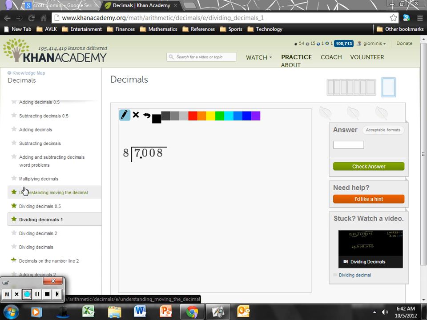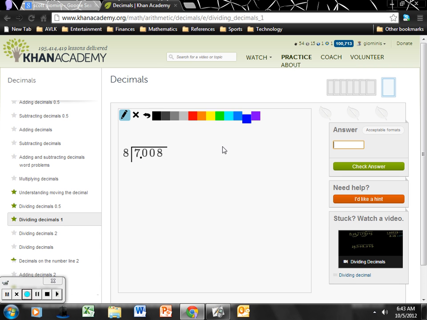Just want to show you a couple things using Khan on how to divide when you have a decimal in your dividend. So I'm going to use the scratch pad. I typically don't do this, but I'll just do it for today. So if I have 7 and 8 thousandths divided by 8, I'm going to divide this number into 8 equal parts. How would I go about doing this?